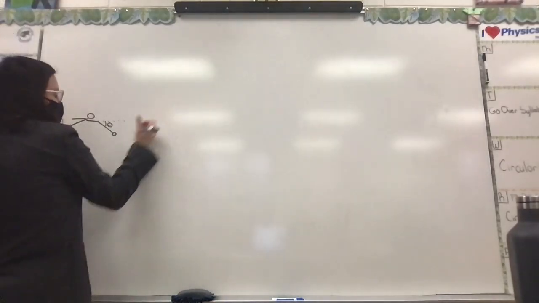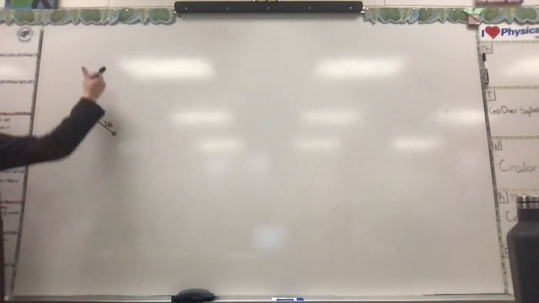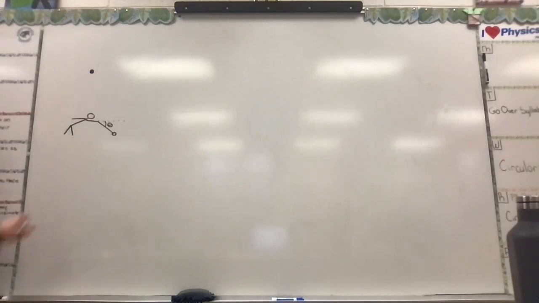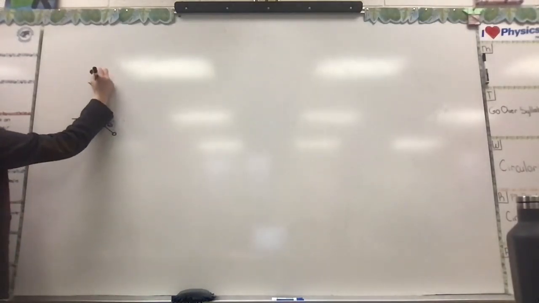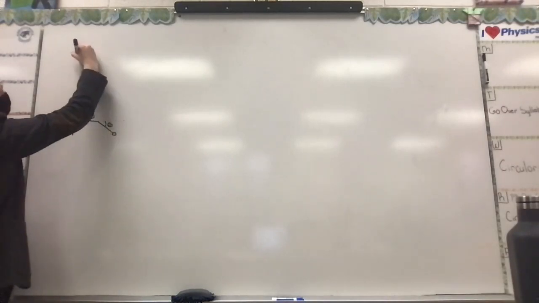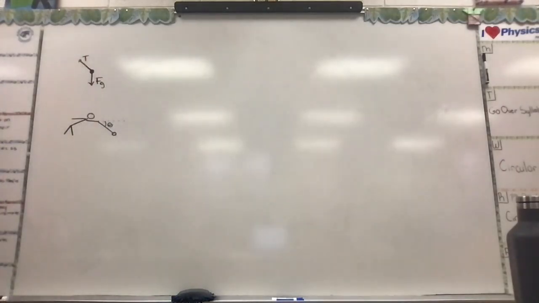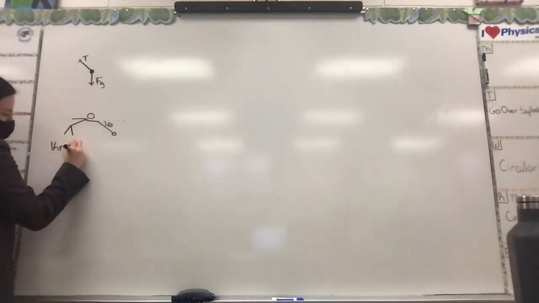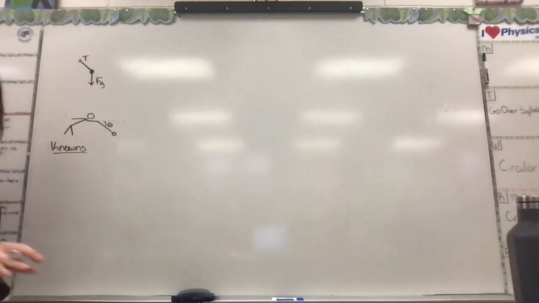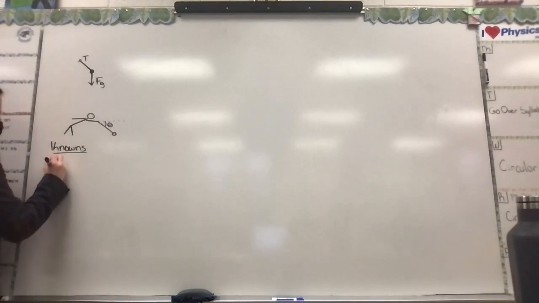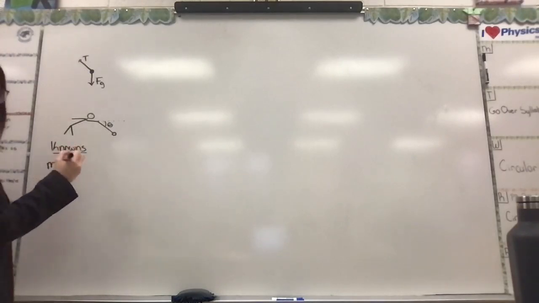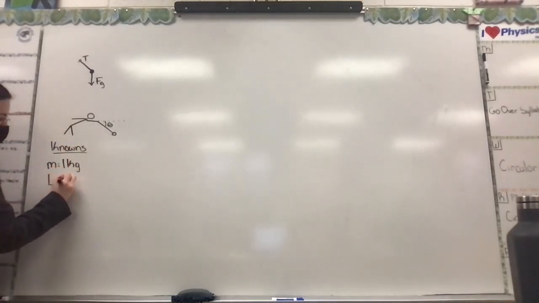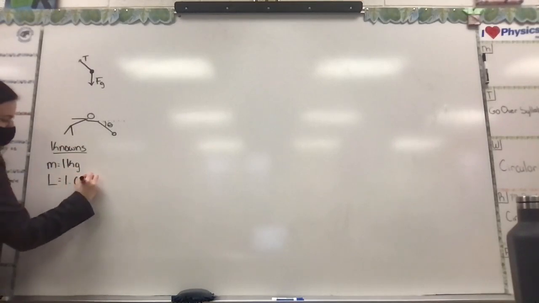Okay, so let's see. The rock is our object, right? We've got 2 forces acting on it. What are they? Gravity. Yep, tension and gravity. Force of gravity and tension. Okay, that's what we got acting on it. And let's list out those knowns. We know that the mass of the rock is 1 kilogram. We know that the length of the string is 1.0 meters.